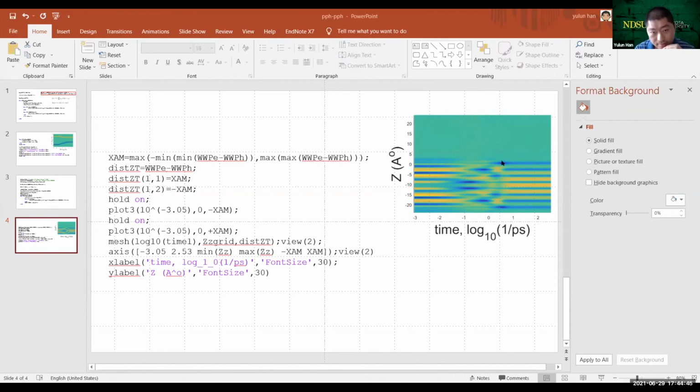It's related, but not exactly. So the band is just your orbitals projected on the z-axis. So here is an accumulation of every orbital at each instant of time.